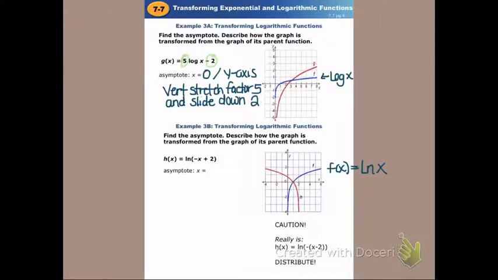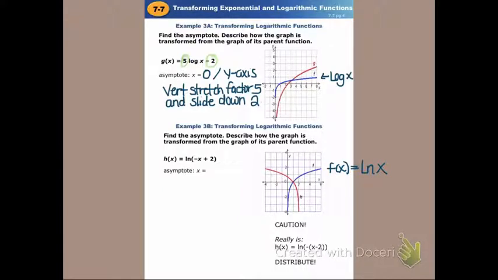Okay, so how about example 3b? Find the asymptote, describe how the graph is transformed from the graph of its parent function. Okay, so the parent function of the natural log of negative x plus 2, that's the new transform function, is of course the natural log of x, and it's represented as the blue graph here.